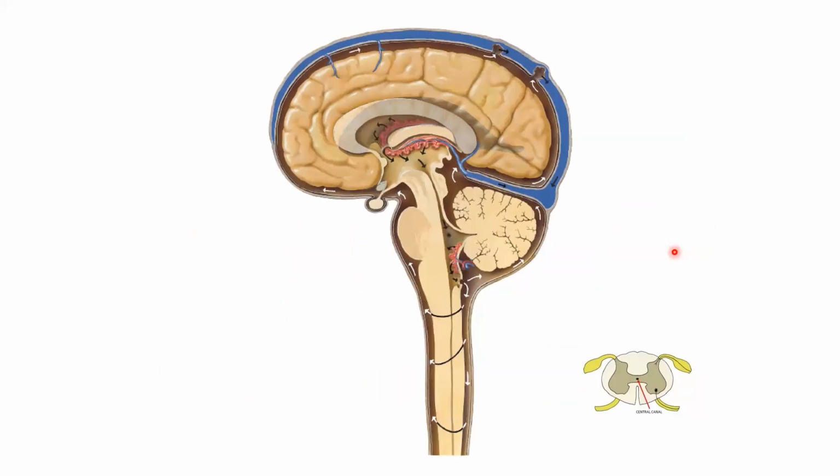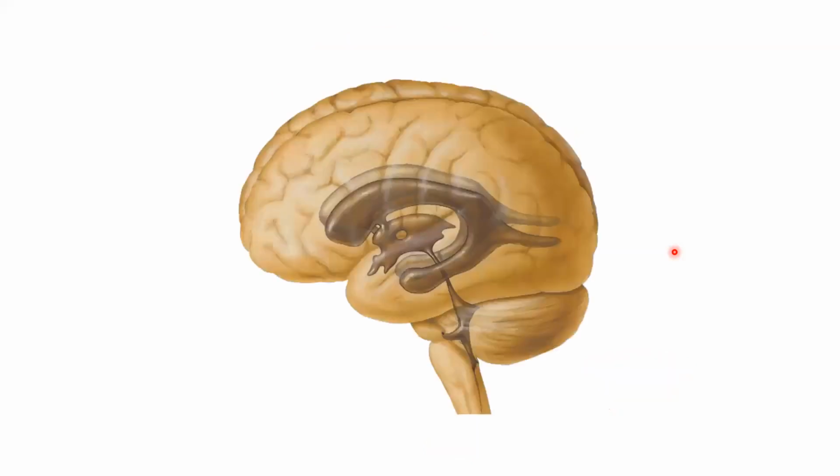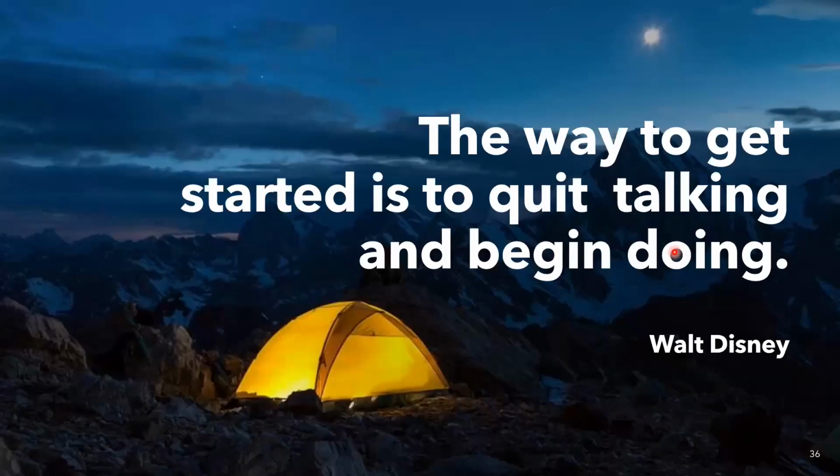The arrows indicate where the CSF is produced, how it circulates within the ventricles and subarachnoid space, and where its location of return into the plasma is. This picture shows the ventricles. I think that's all. I wish you all the best.